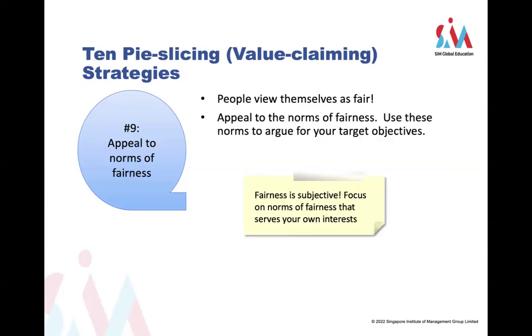Number nine, appeal to norms of fairness. This is a continuation of number eight, whereby people want to view themselves as fair. So try to appeal to the norms of fairness. We are going to look at various fairness rules later. This will help you in your arguments during the negotiation. However, fairness is something that is very subjective. Okay, what is fair to you may not be as fair to me. Therefore, focus on norms of fairness that serve your own interests.